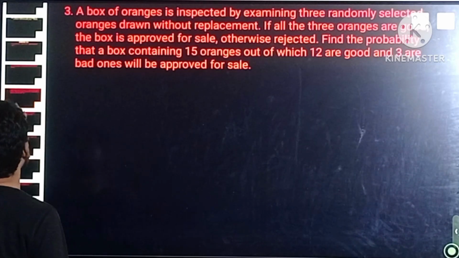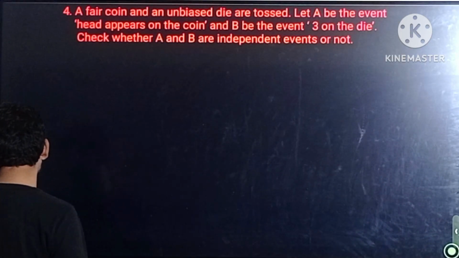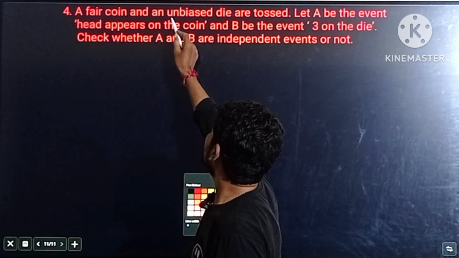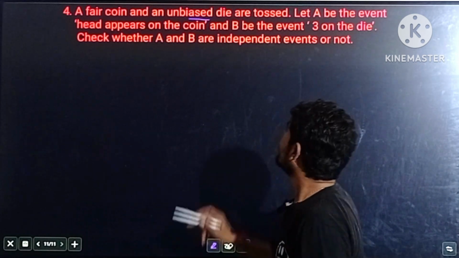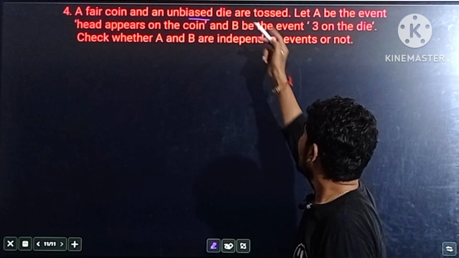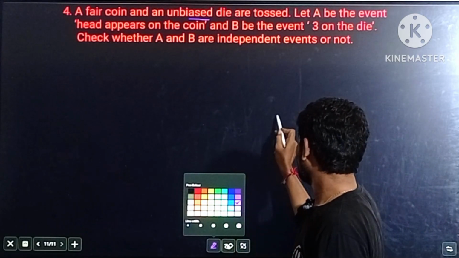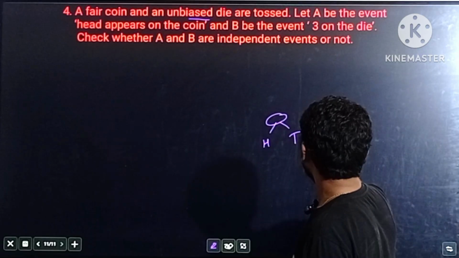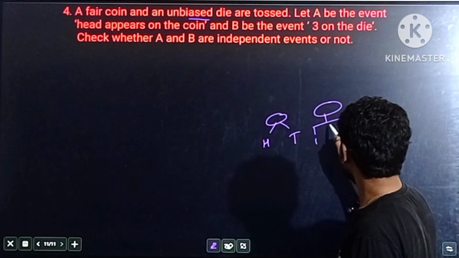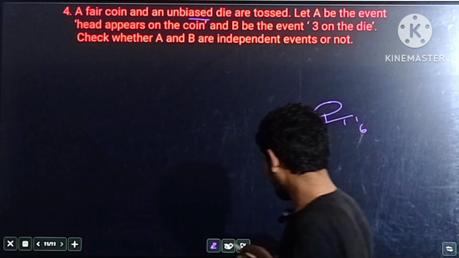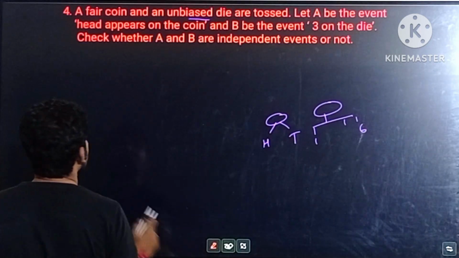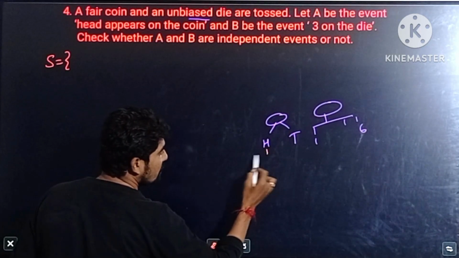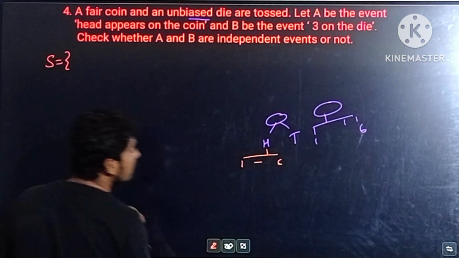And the next question is, a fair coin and an unbiased die are tossed. As you know, unbiased die means a normal die. When a coin is tossed, there are two possibilities, either head or tail. And when a die is tossed, we have six possibilities, 1 to 6. Therefore, the sample space of this experiment, S, is equal to: along with head, you may get 1, 2, 3, and so on, up to 6.